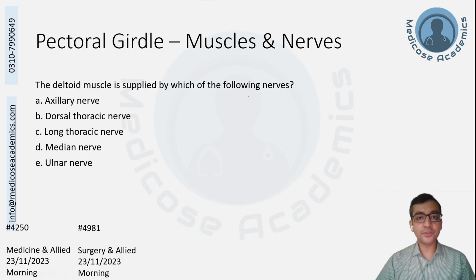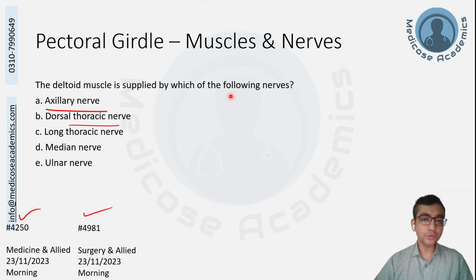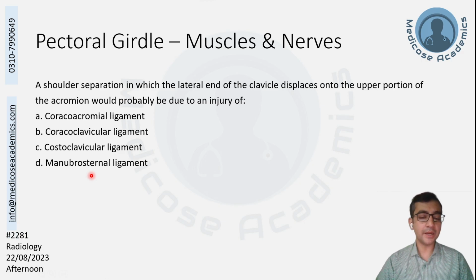Deltoid muscle is supplied by which of the following nerves? Very easy, very simple question. Axillary nerve. It has been actually asked multiple times. And the other options are thoracodorsal nerve, dorsal thoracic nerve that supplies the rhomboids and levator scapulae, long thoracic nerve that supplies serratus anterior, median nerve, and ulnar nerve. We will go into their detail. They supply a bunch of other muscles, and they have cutaneous supply.